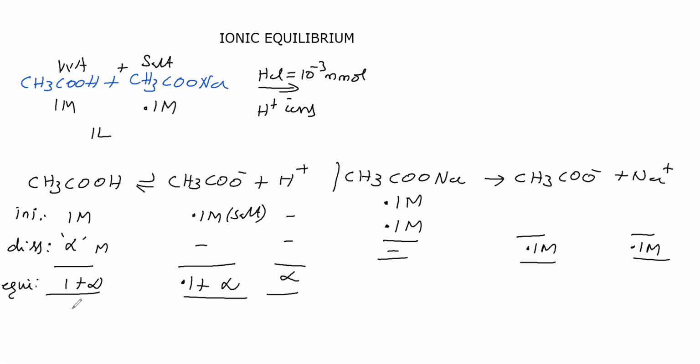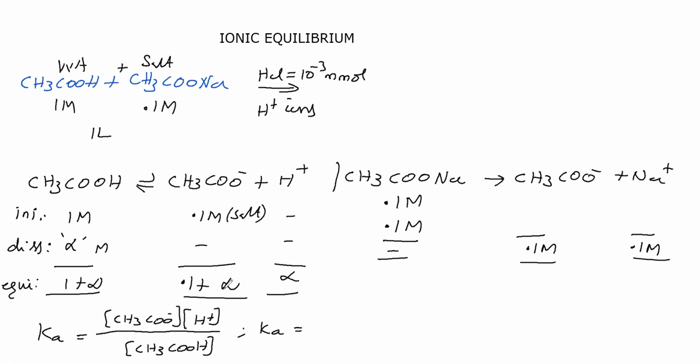So for this equilibrium, we can say the equilibrium constant Ka is equal to, on the right side acetate ion and H plus ion, and on the left side acetic acid. Now we can write Ka is equal to acetate ion, which is 0.1 plus alpha. Otherwise we will write acetate ion as CH3COO minus, times H plus, divided by the acetic acid.